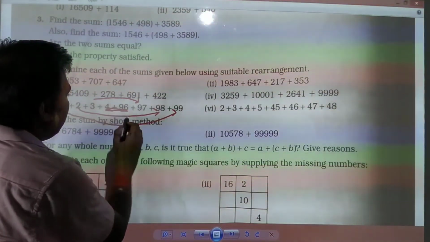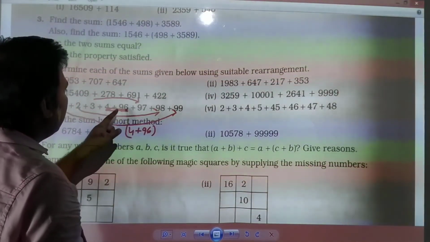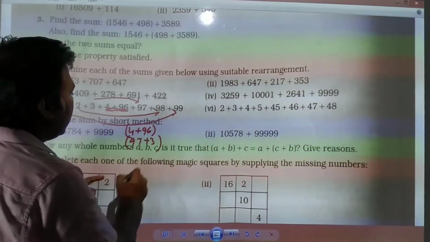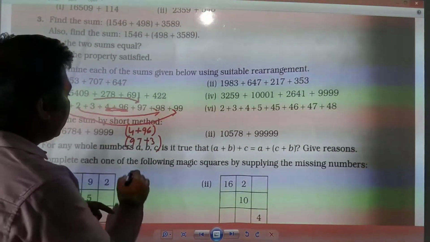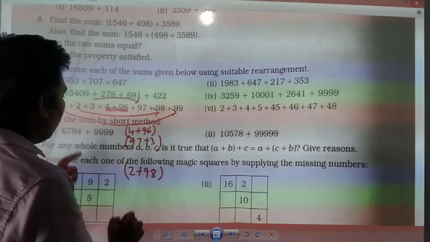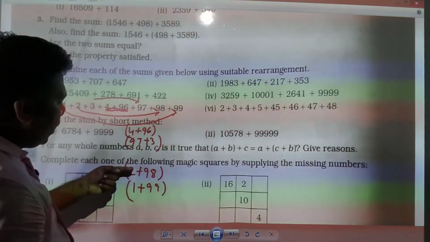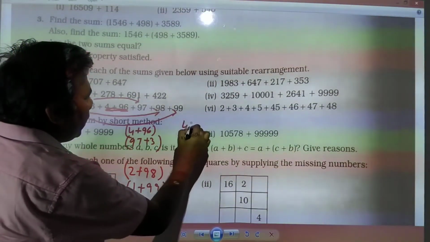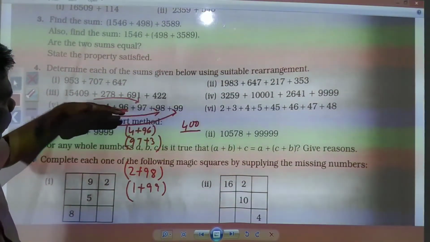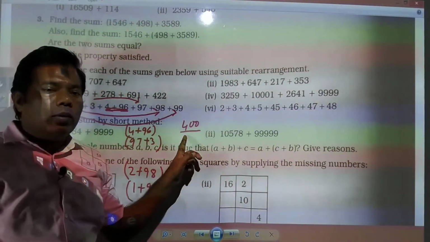This pair 4 plus 96, you will get 100. Second pair 97 plus 3, you will get 100. Then 2 plus 98, you will get 100. And lastly 1 plus 99, you will get 100. Means how many times you are getting? 4 times. It means your answer will be 400. So in the proper way in notebook, you rearrange these numbers and then you add. Easily you will be able to add the numbers.